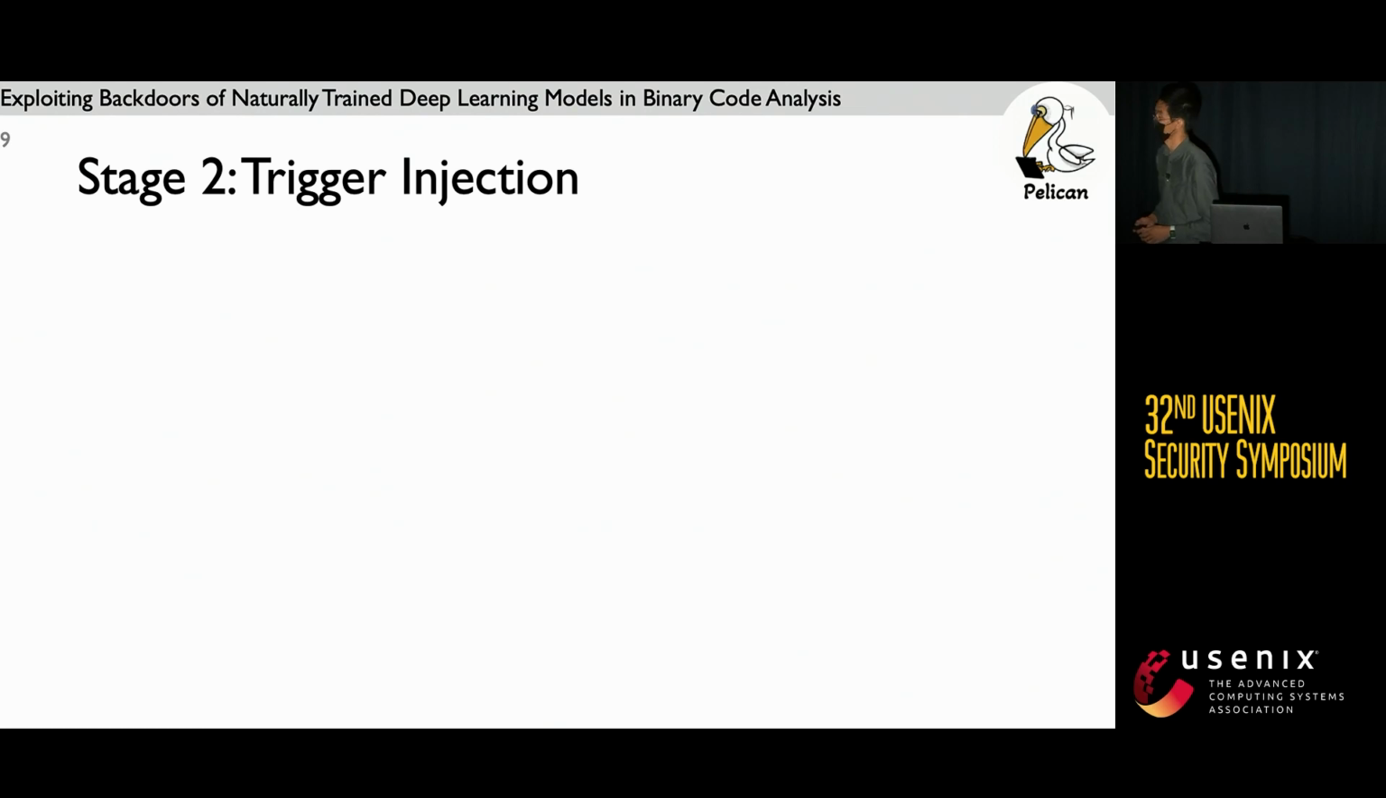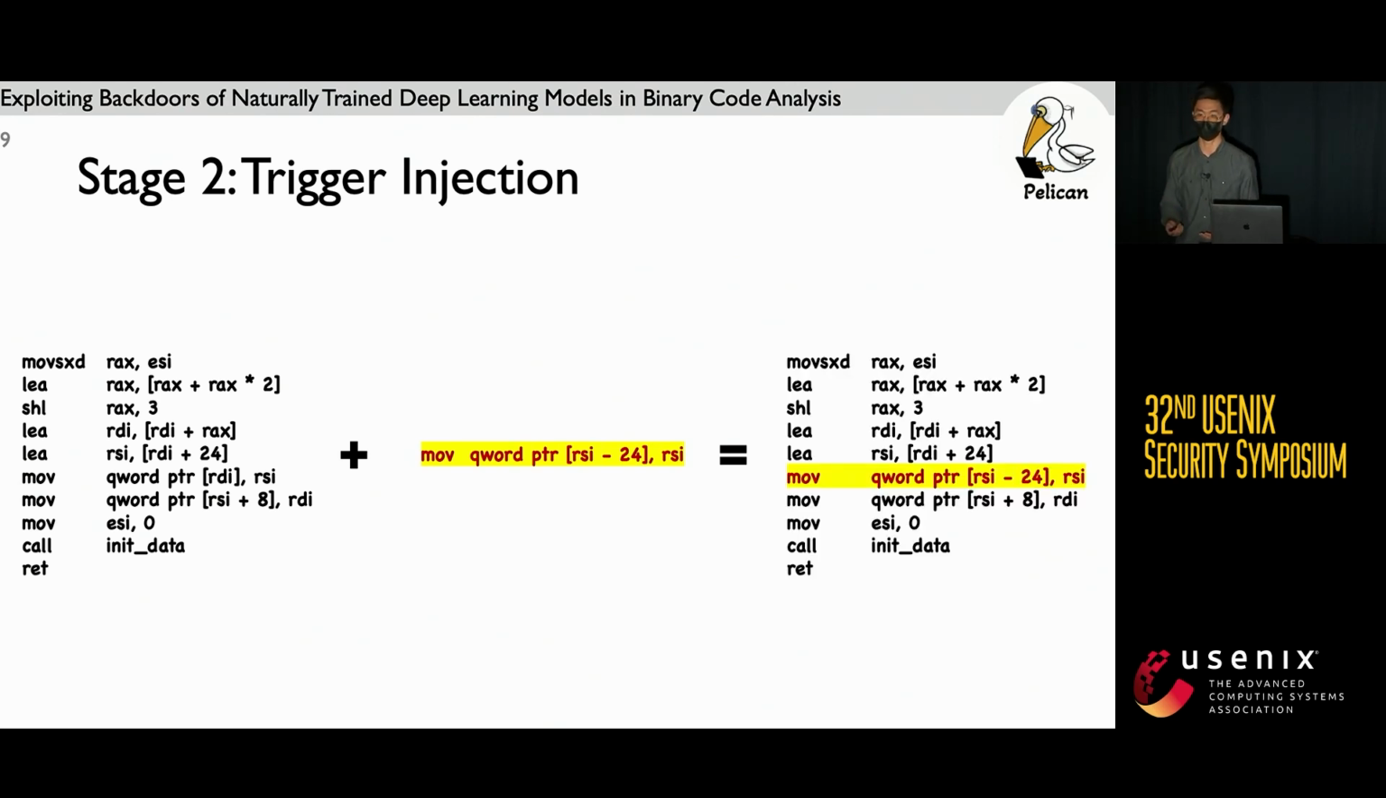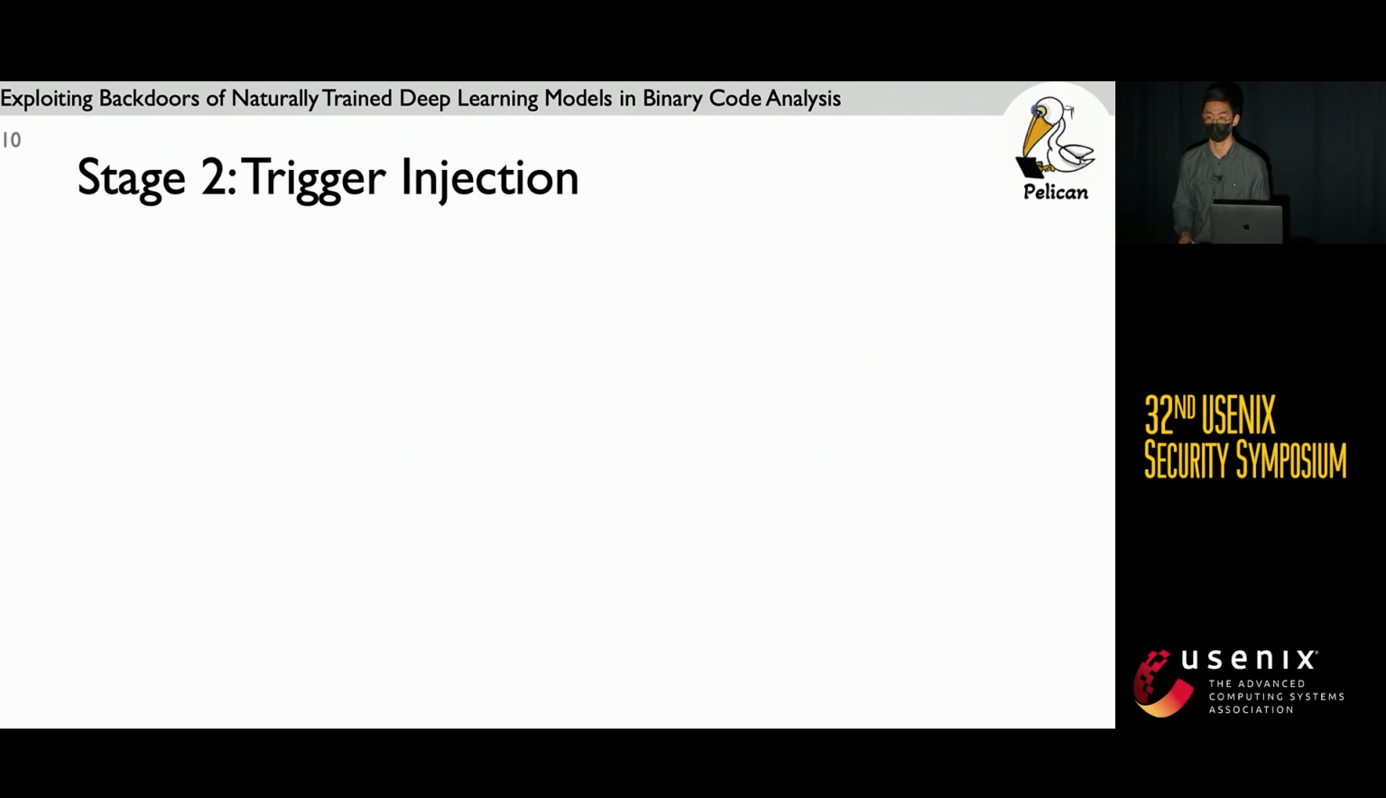That's why we have the second stage, which is trigger injection. Typically, for an arbitrary subject binary, we try to inject the inverted trigger into the subject binary without breaking the program semantics. To do this, we derive a block-level program synthesis technique driven by constraint solving.